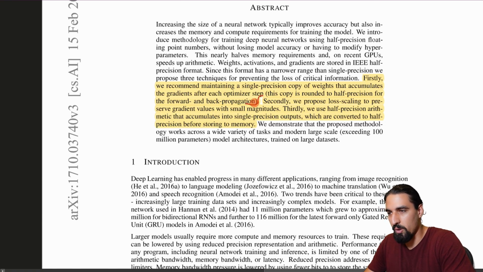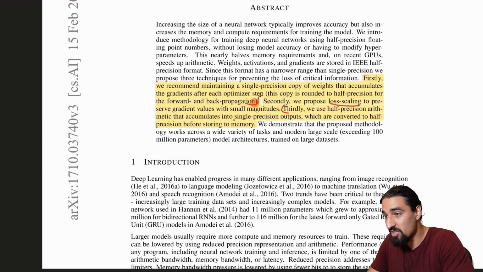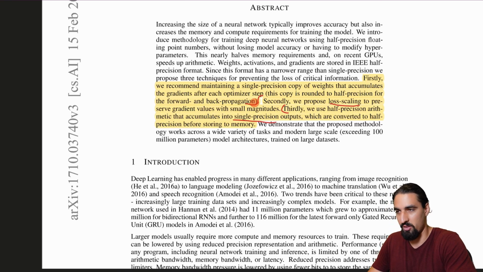The second part is we propose loss scaling. We're going to see what that concept means, to preserve gradient values with small magnitudes. Thirdly, we use half precision arithmetic that accumulates into single precision outputs, so that's FP32 versus FP16, which are converted to half precision before storing to memory.